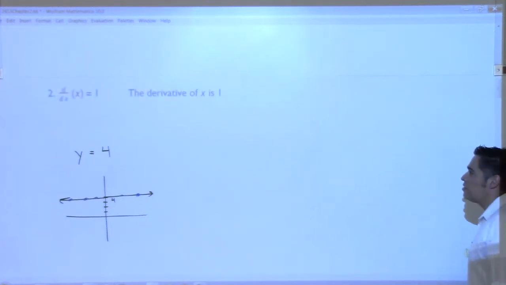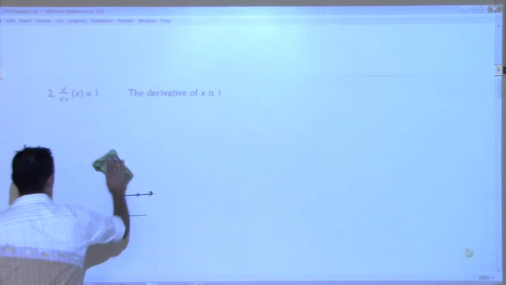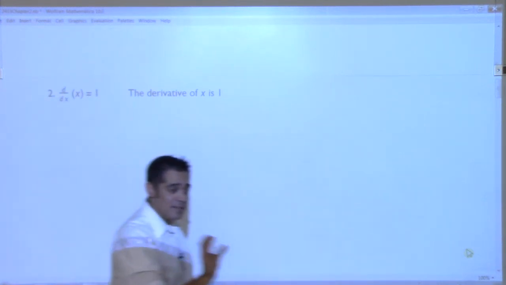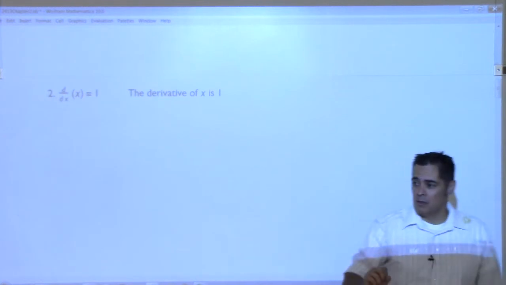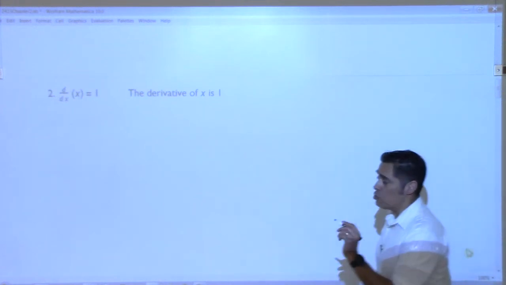All right, how about this one? The derivative of x is 1. If you ever see x by itself, x to the first power, right? X is x to the first power. The derivative is 1. So let's try and verify this visually first.